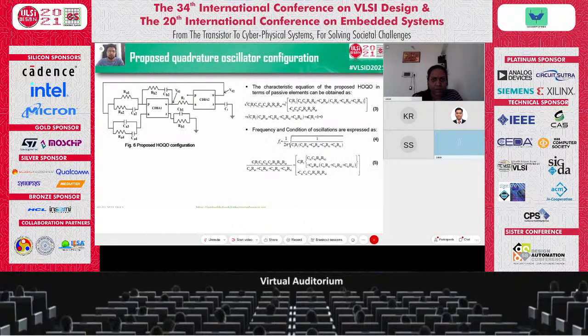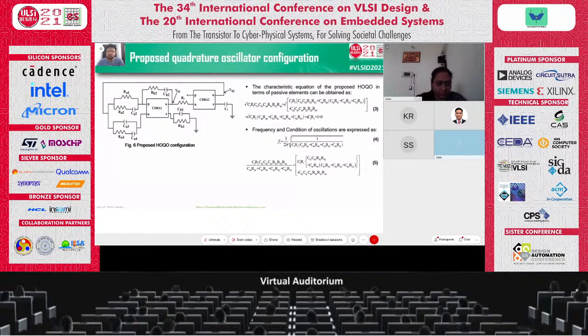So this is the proposed quadrature oscillator configuration. The quadrature oscillator circuit produces sinusoidal outputs possessing a phase difference of 90 degrees, where the sinusoidal waveforms are taken from these two terminals V01 and V02. Here two CDBAs as active elements have been used with some passive components.